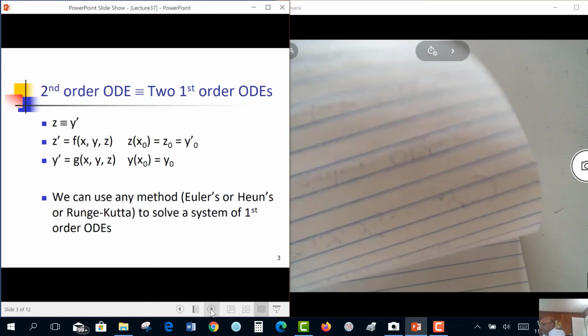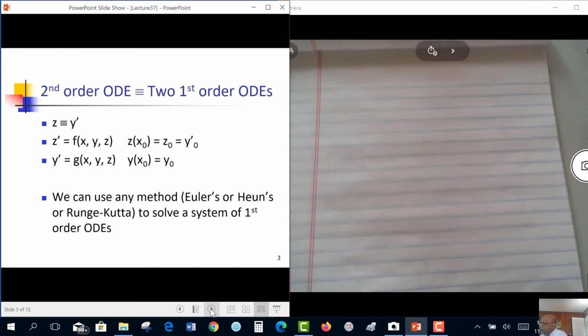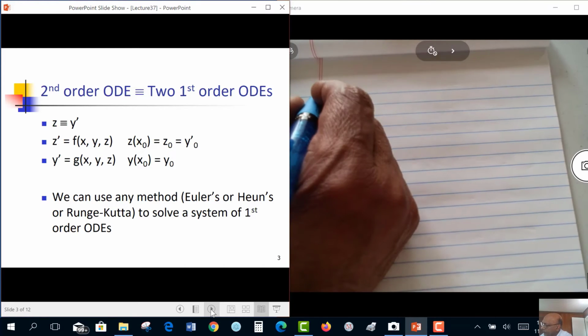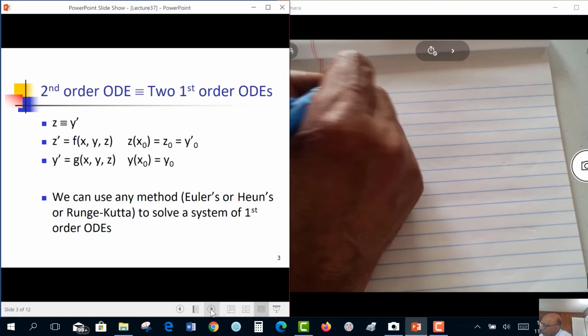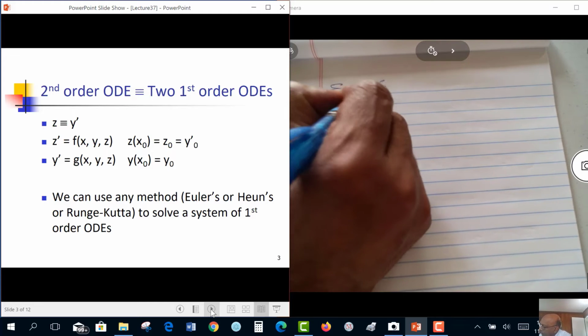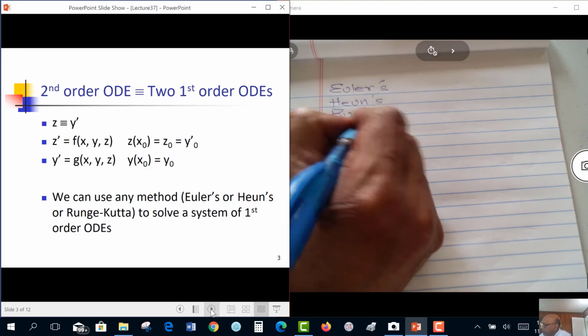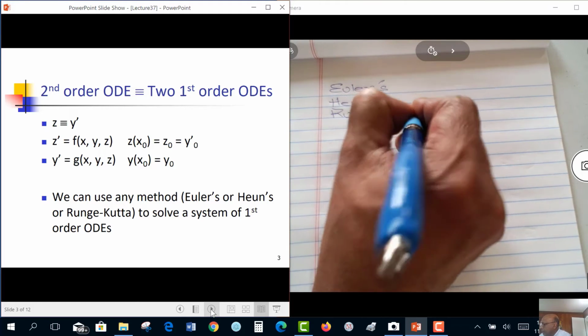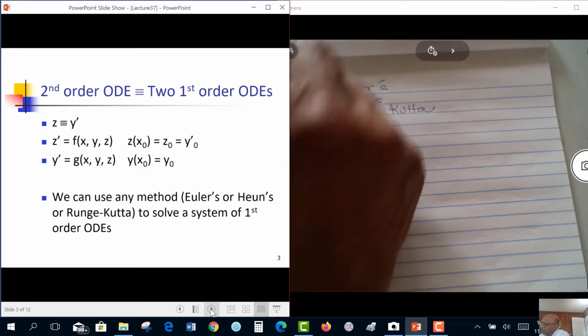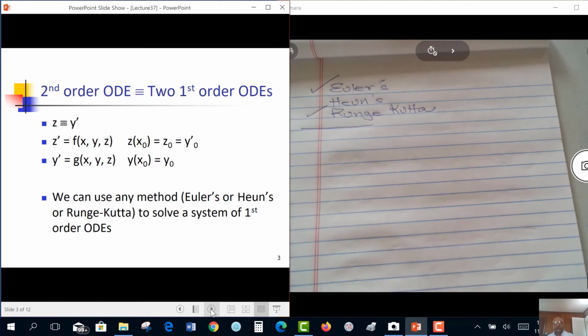So now that we have two first order equations, we can solve them by any method. So we can solve them by Euler method, we can solve them by Heun's method, and we can solve them by Runge-Kutta method. Right? We learned how to do this already, two first order equations. So let's do that for an example problem.